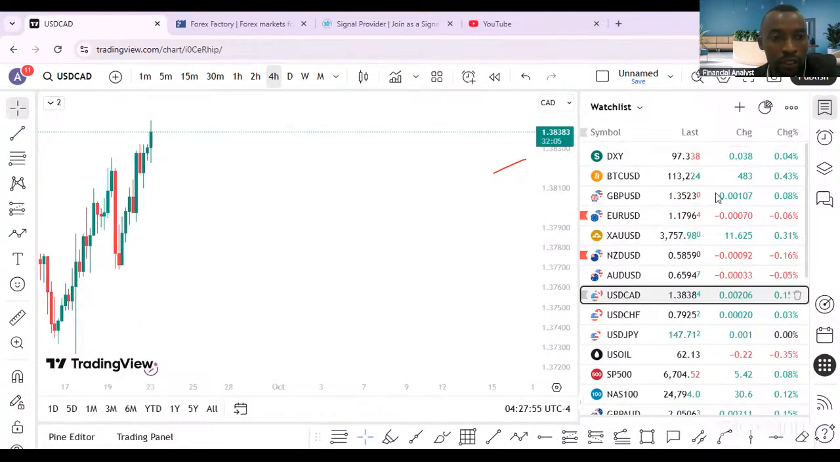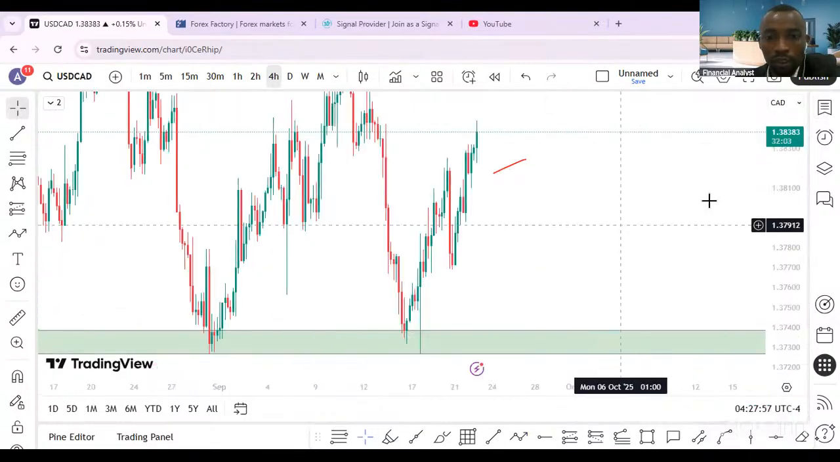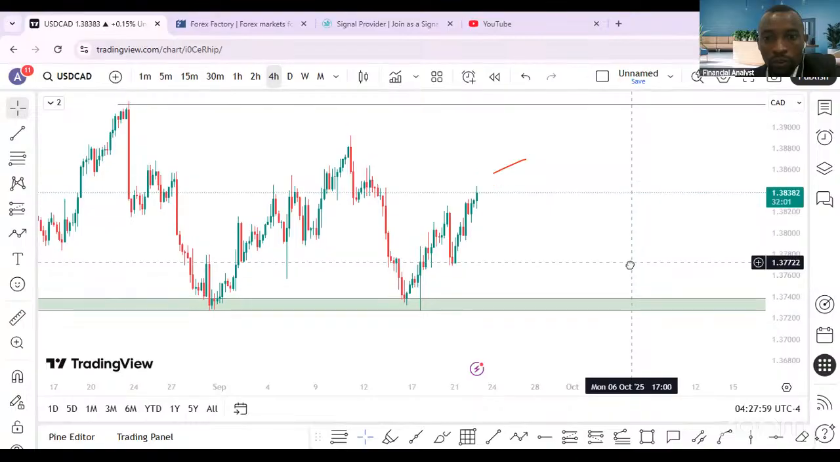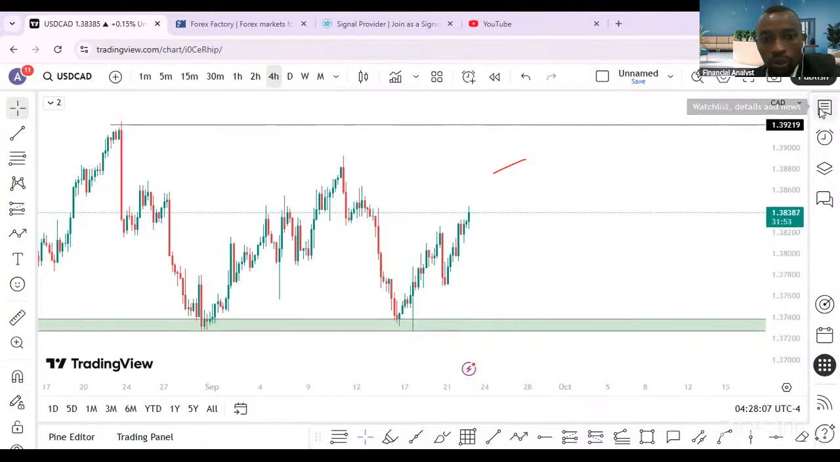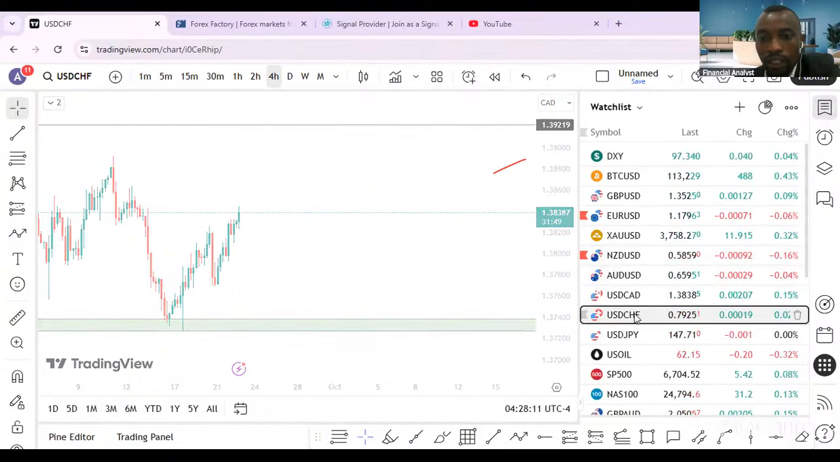USD/CAD is already very, very bullish, and there's nothing we can do. We can't jump in again. This was where we were supposed to get in, but that one already went. So with that, I was eyeing USD. Yeah, this guy.